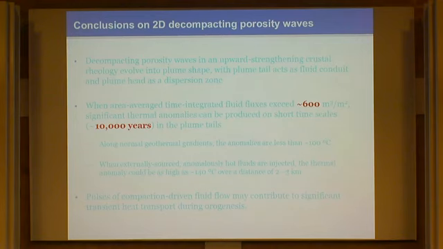So the conclusion first is, if you consider the rock rheology to strengthen upward in the crust, then fluid conduits become plume shaped, where the plume tail acts as conduits and the plume head acts as a dispersion zone, as people studying ore deposits see. Another thing is, if the area-averaged time-integrated fluid flux exceeds 600, then it's possible to produce significant thermal anomaly during orogenic process.